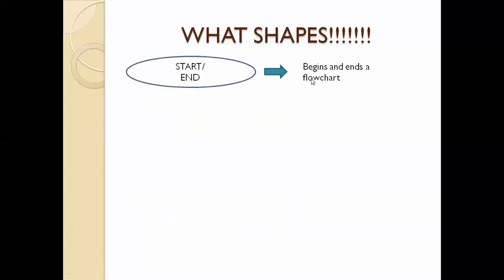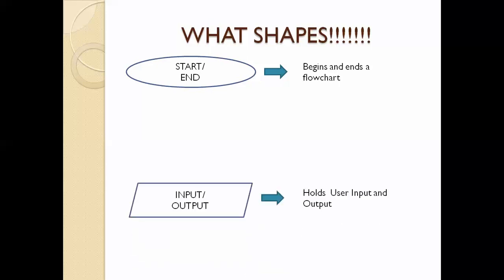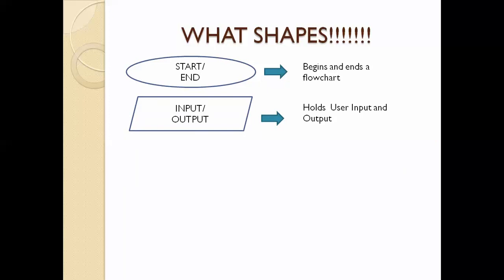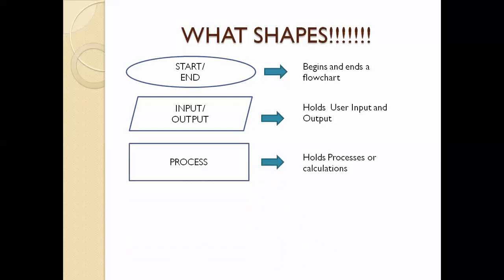So what shapes are we talking about here? First we have an oval. The oval starts and ends a flowchart. Next, a parallelogram. It holds the user input of the program we are charting and the output of the program. Next is a rectangle. A rectangle holds the calculations or the processes our program has.